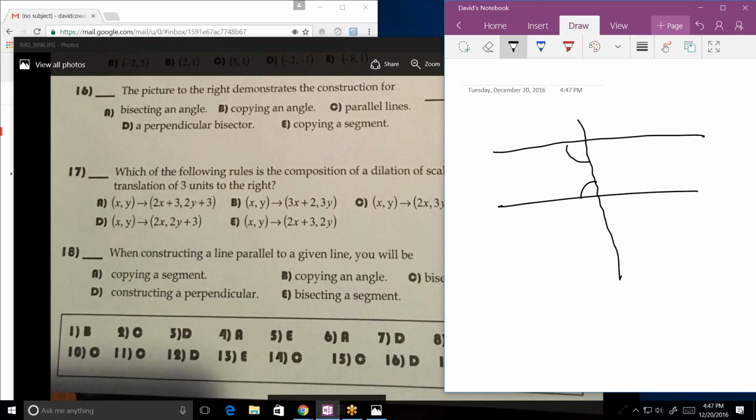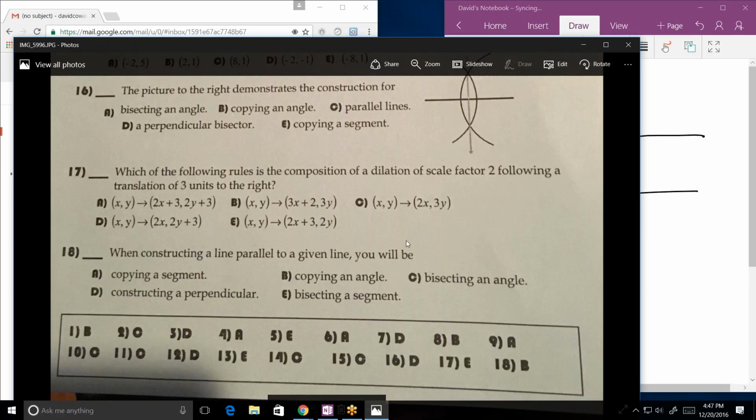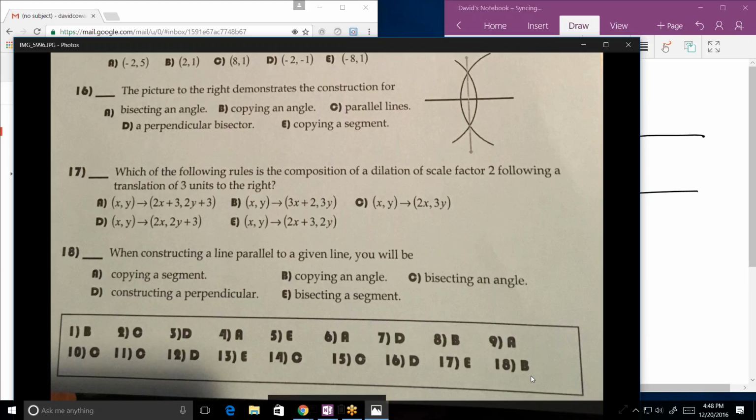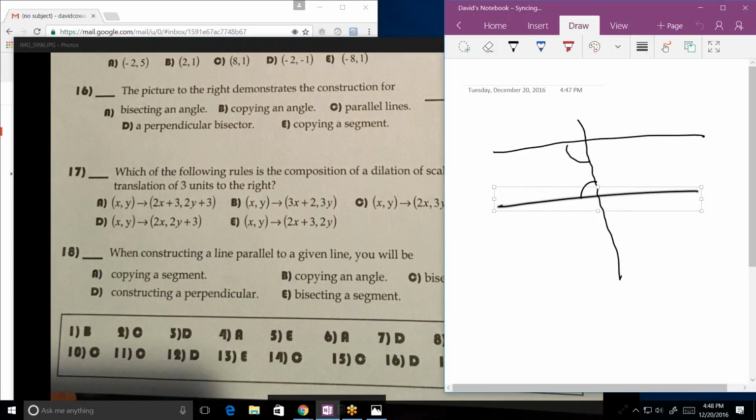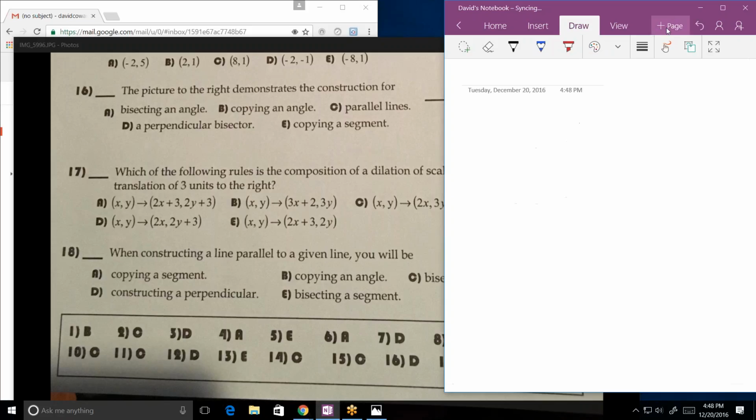But because I don't remember that, I just construct 2 perpendiculars. I think that's the answer. But his answer would be copying an angle. Wow. Hold on a second. 18 is B. Yeah, 18 is B. Well, you tell me, how do you do it?